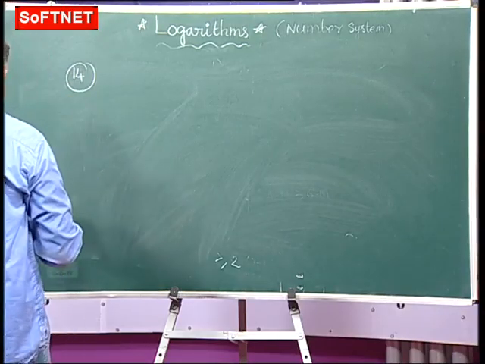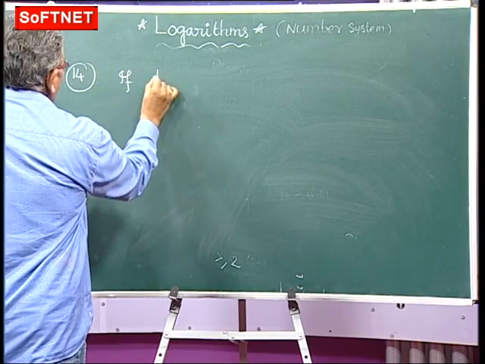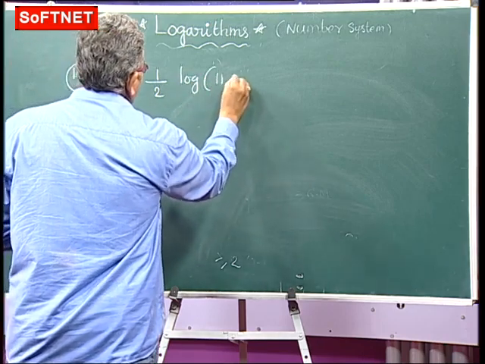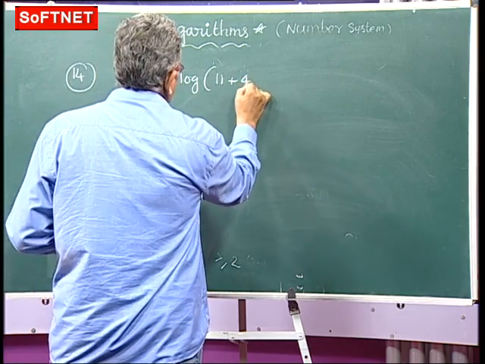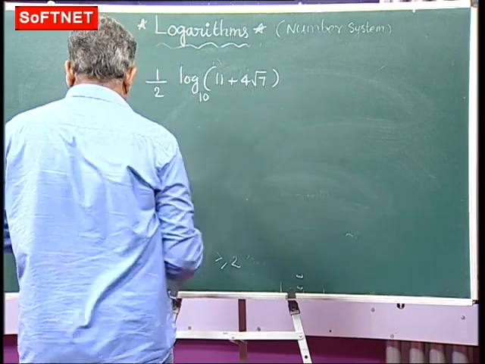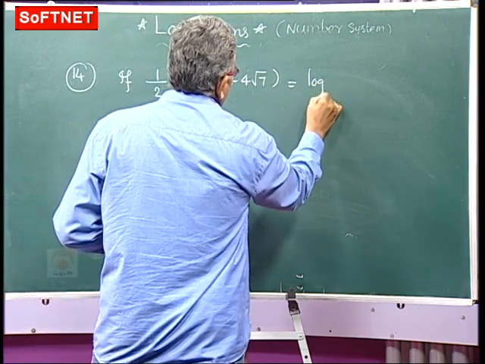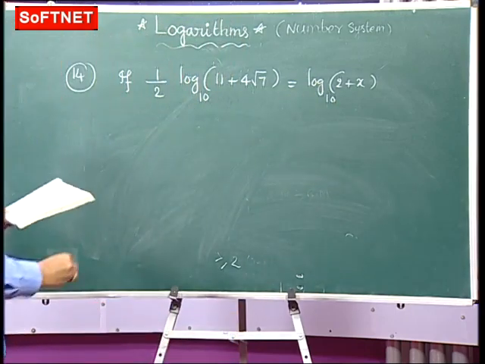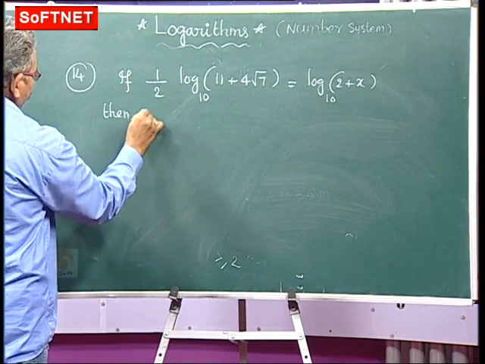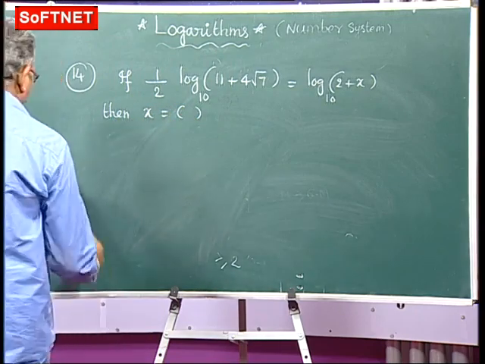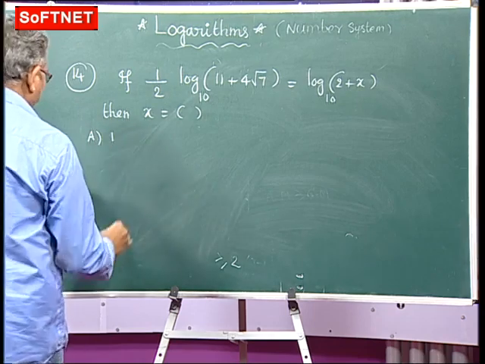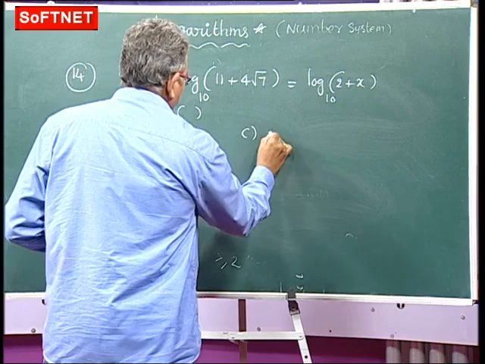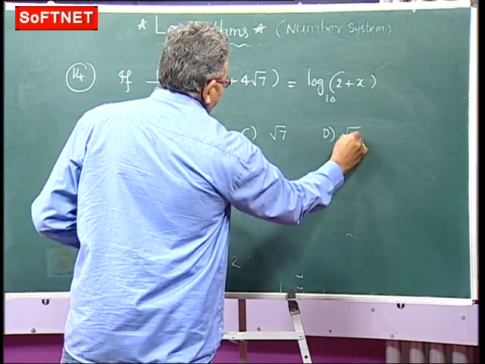Okay. If log of 11 plus 4 root 7 to the base 10 equals to log of 2 plus x to the base 10, then x is equal to a 1, b root 2, c root 7, d root 8.